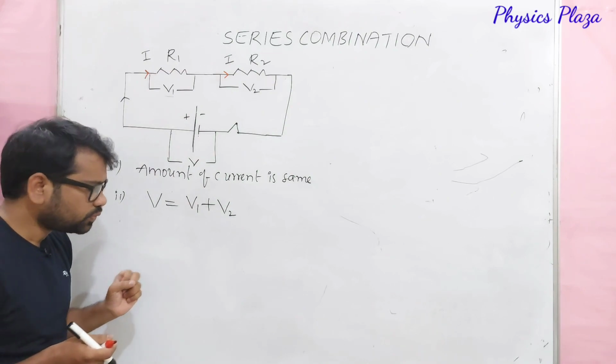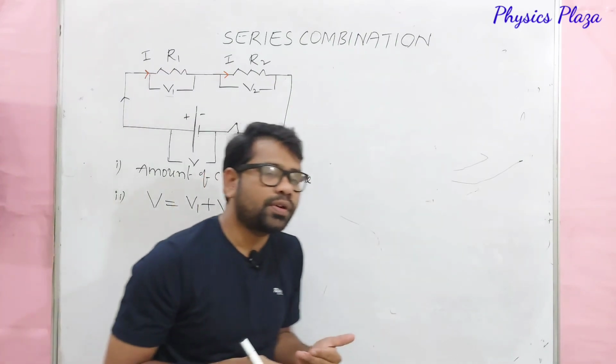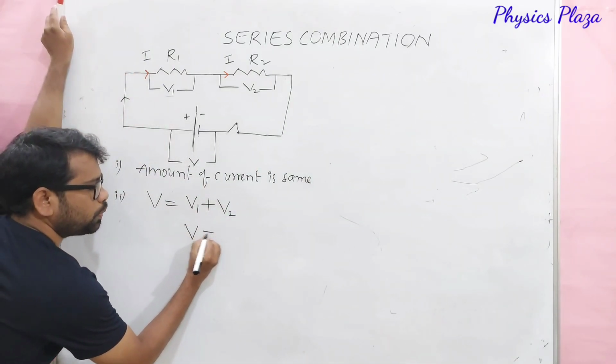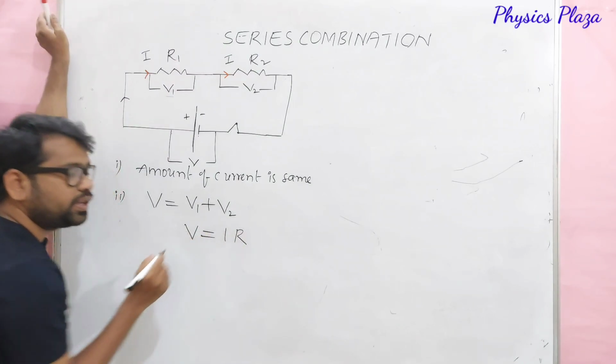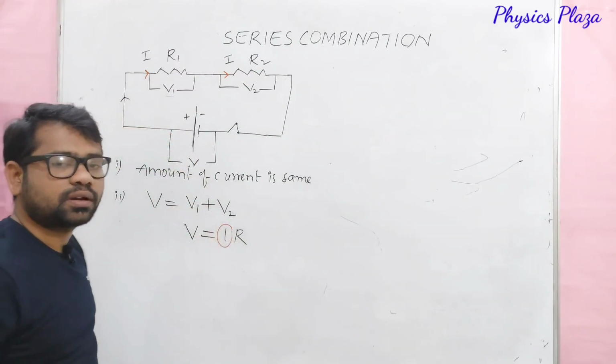But dear children, as we are saying V is equal to V1 plus V2, let us recall Ohm's law once. What is Ohm's law, dear children? V is equal to IR. But dear children, here I remains constant in series combination.